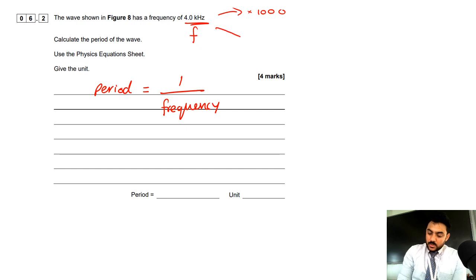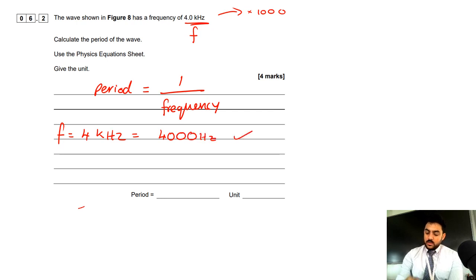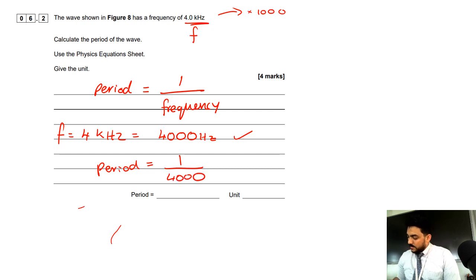But because we need to do a conversion, that's the first thing that we need to write down. Frequency is equal to 4 kilohertz, which is equal to 4,000 hertz. So now, once we've converted, we're ready to put our numbers into the equation. Period is equal to 1 divided by 4,000. And if you're like me, I can't do 1 divided by 4,000 in my head. It is 0.00025. Is that right? 0.00025.